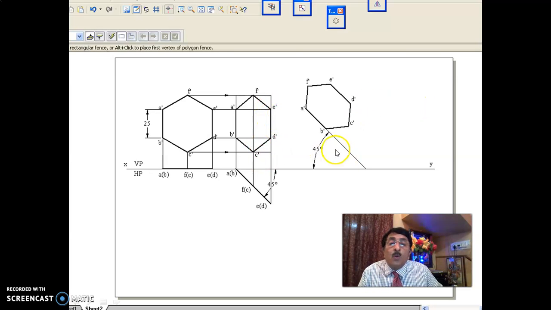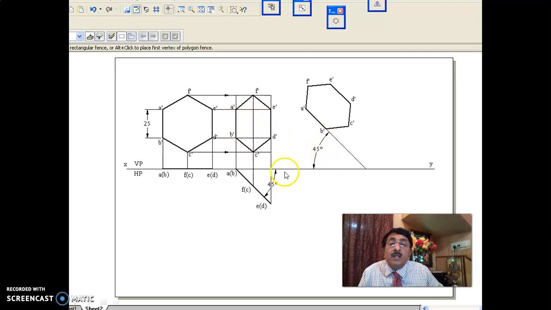Now you see the thing. What I have said is, edge in VP is what? AB, correct, no? Edge in VP is AB, that is A dash B dash. Edge in VP is inclined at some degrees to HP. I have made it keeping the inclination of 45 degrees to VP constant. I have rotated this, pivoted at AB. AB is anyway in VP. I have rotated in such a way that the edge in VP is inclined at 45 degrees to HP.